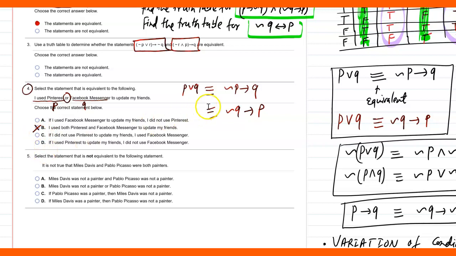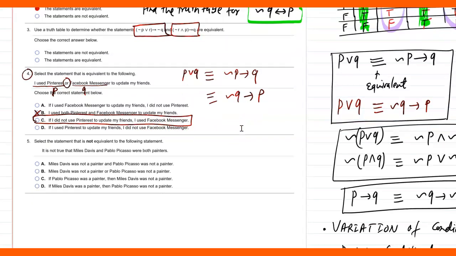If you read this one, it says if I did not use Pinterest, then I use Facebook Messenger. Okay, therefore looks like C is the right answer. Other ones don't make sense here because this is the format of C. I did not use Pinterest to update my friends. Then, there is no then, that's okay. After the comma, I already have a then. I use the Facebook Messenger. Okay.